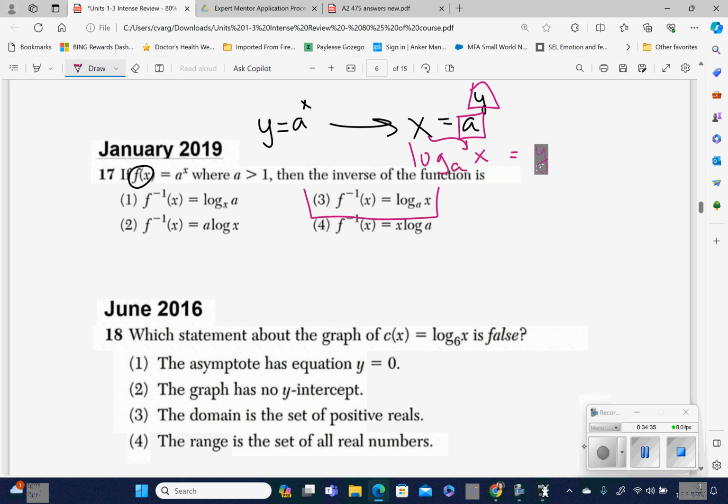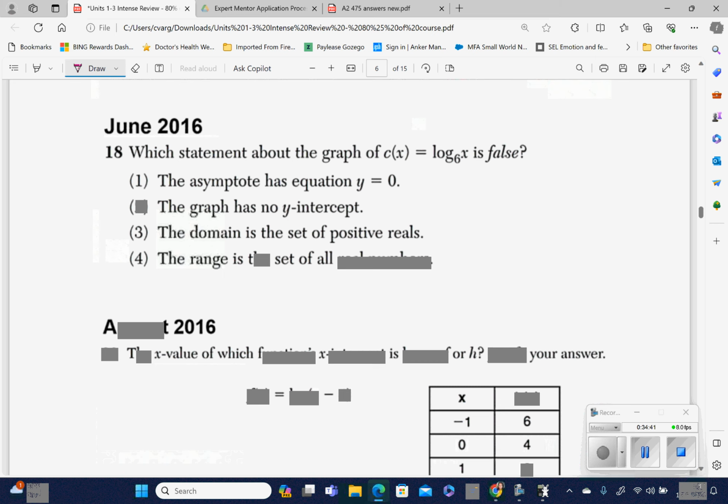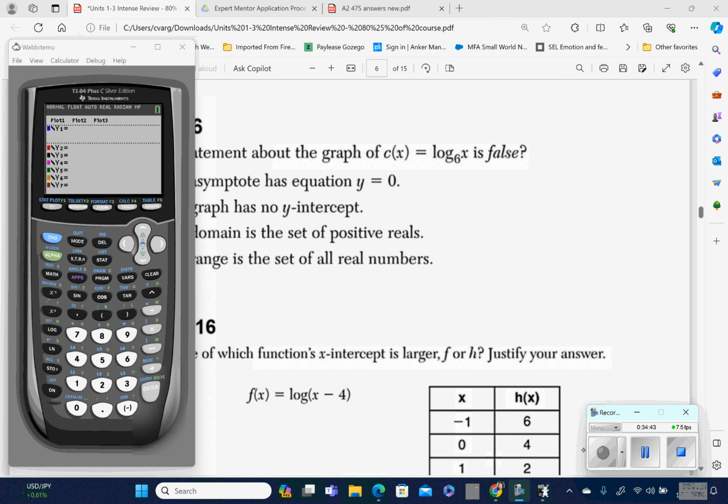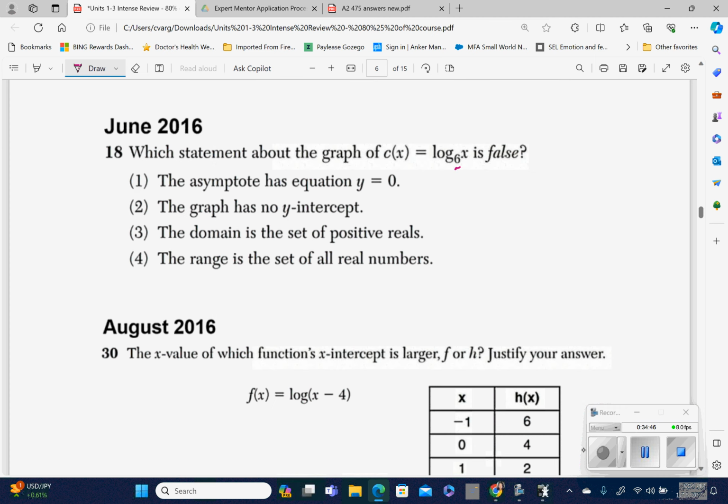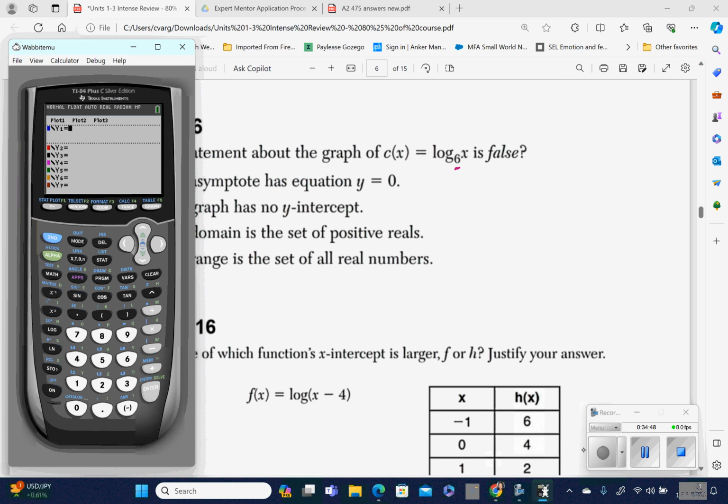Which statement is false? So this is another straight calculator question. I put this in so I can show you how to get the log base on the bottom, because if you just hit the button that's above the ln, that's just going to give you log. It doesn't allow you to put the little number at the bottom. So hit math, go down to the bottom, or hit the up arrow, go to log base. Now you can put the 6 and the x, okay? And it's asking you which one is false.